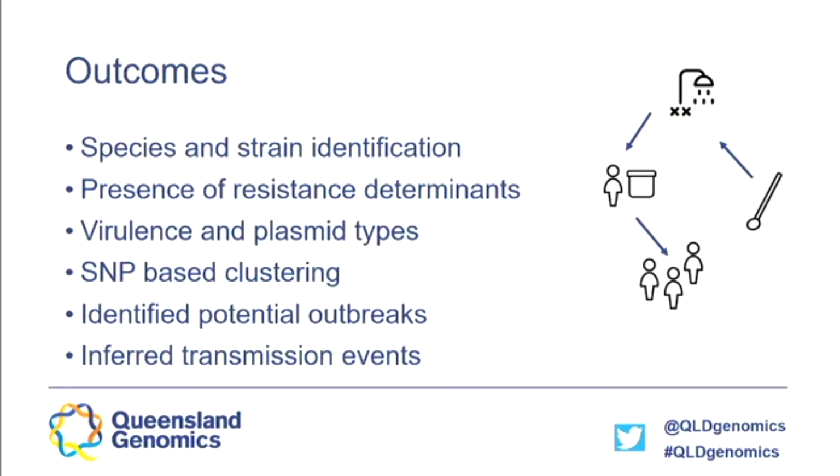So overall, we've looked at species and strain identification using whole genome sequencing. We've determined the presence of resistance determinants, virulence and plasmid types. We've looked at SNP-based clustering and phylogenomics, and this is useful for identifying any potential outbreaks. And all of this genomic data can be combined with the patient metadata, and that can help us infer when, where, or how potential transmission may have occurred.